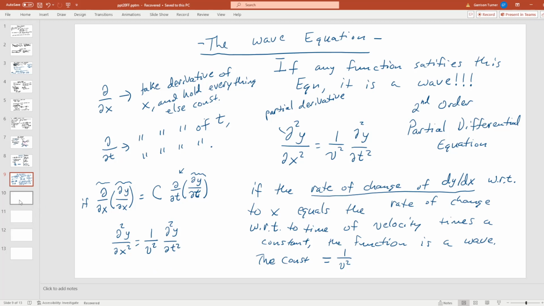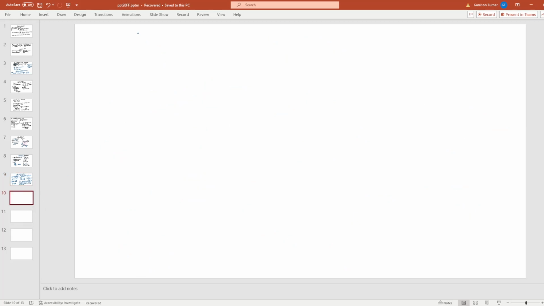Okay? So let's apply this equation to our wave that we've been working with. The idea is, if I take the second derivative of y with respect to x, I should get back 1 over the velocity squared times the second-order partial of my equation with respect to time. So let's just crank through these derivatives.